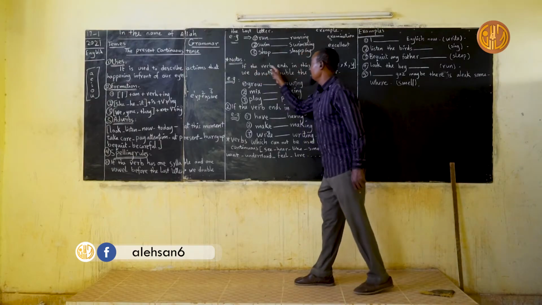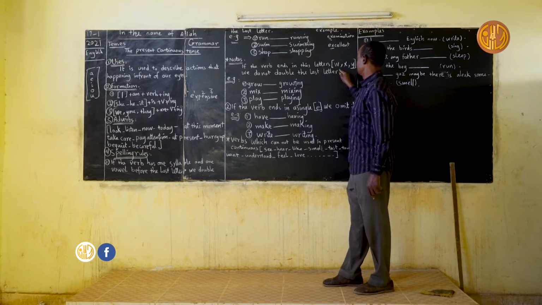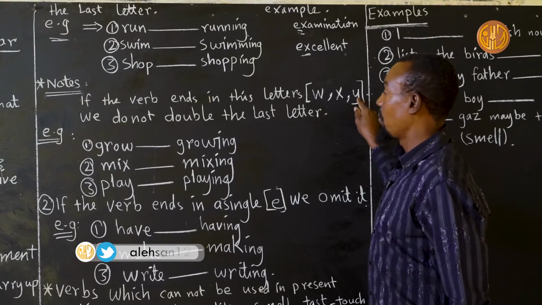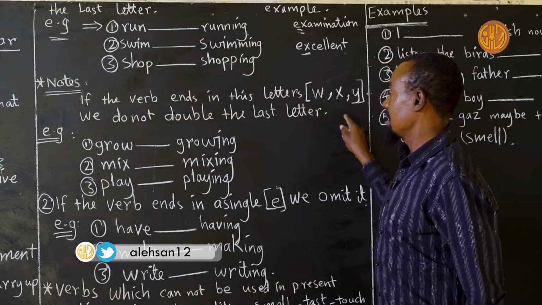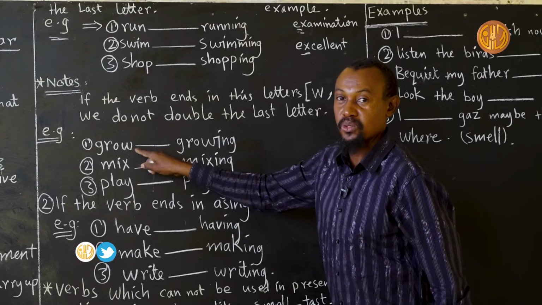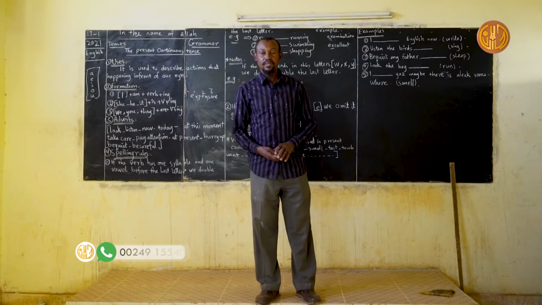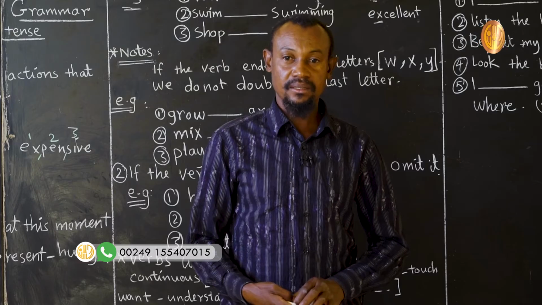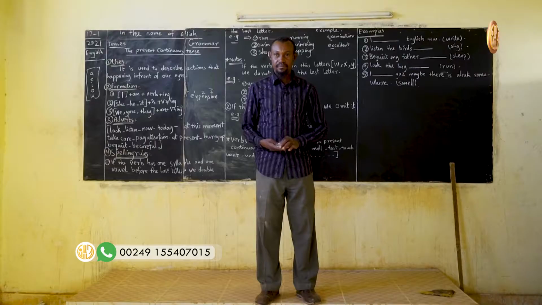Notice, student, if the verb ends in the letter W or X or Y, we do not double the last letter. Like grow, you see, you do not double the letter W, so growing. Okay, student, now we take a break for 5 minutes.